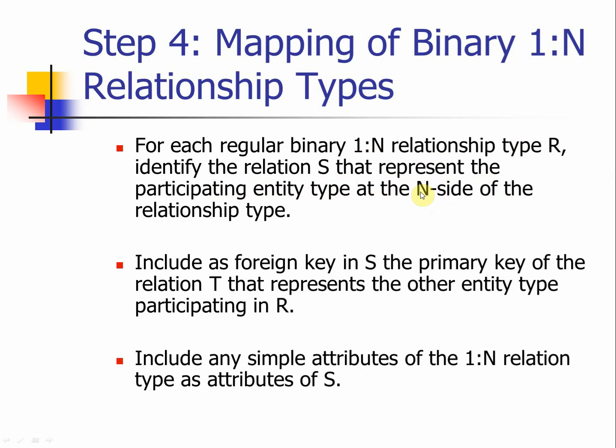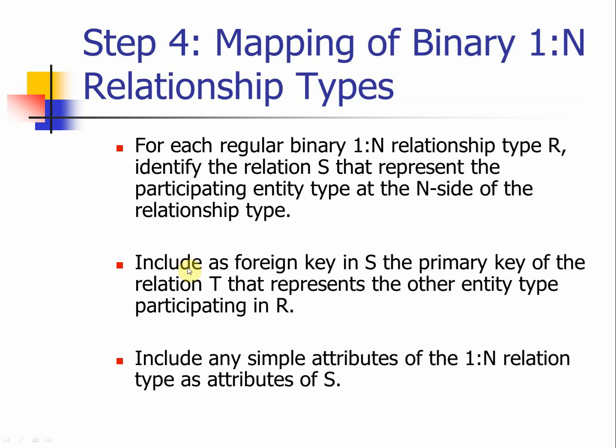side. Now, instead of 1-to-1, where you have choices, you can go to one or the other, for a 1-to-N relationship you have only one choice. You can only use the N side to do the foreign key technique, indicating that you create a foreign key on the N side that links to the other side's primary key.